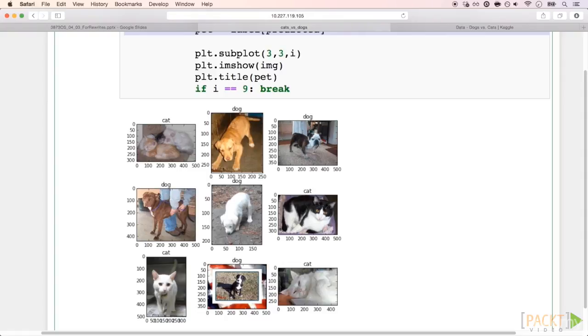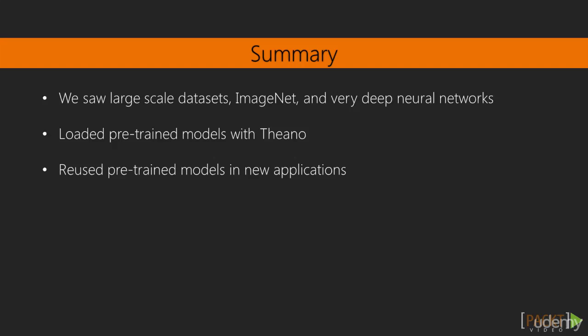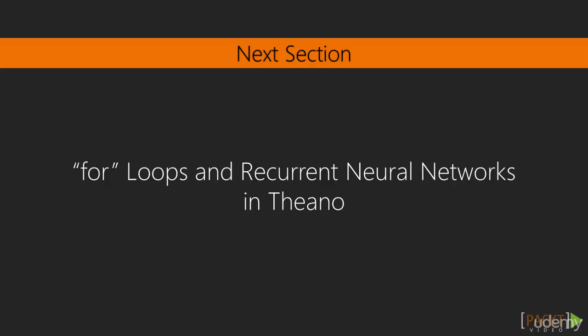In this video, we extracted features from images of cats and dogs using a pre-trained deep convolutional neural network and learned how to classify them using Keras. This video also ends our section. This section was dedicated to learning what the ImageNet dataset is, which models were trained using it, and also how to use those models with Theano. In the next section, we are going to study my personal favorite subject in neural networks: for loops in Theano and recurrent neural networks.